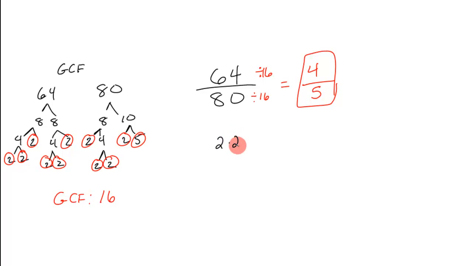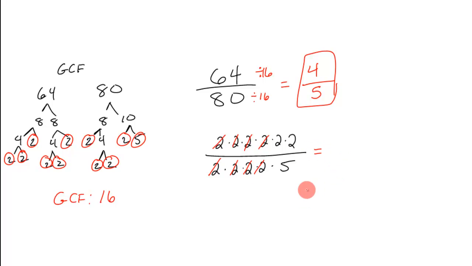64, 2 times 2 times 2, that's the first 3. And then 2 times 2 times 2 for the second 3. That's 64. Here we have 2 times 2 times 2 times 2 times 5. And then I just go through and I reduce the ones that are the same. That's 1, that's 1, that's 1, and that's 1.